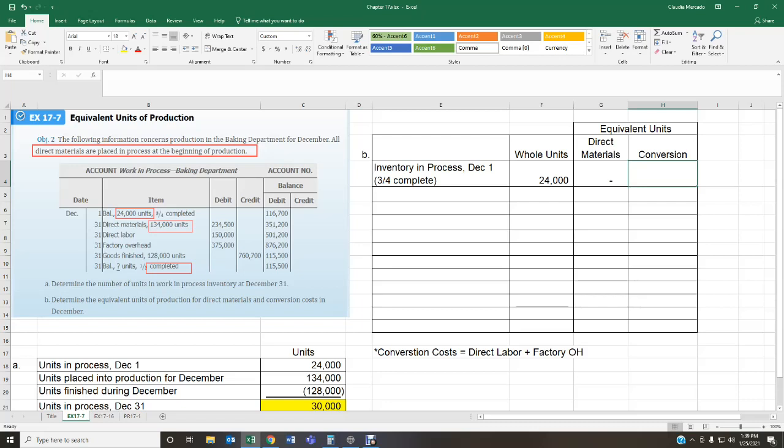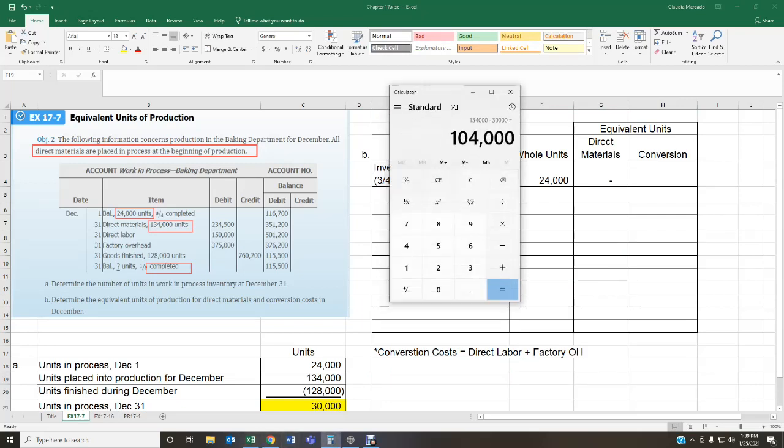So if we need to finish those units this month, how much am I going to have to complete? Let me do the calculation here. Let me get my calculator. So I know I had 24,000 units. I know they were 3/4 complete. So if they're 3/4 complete, how much are we incomplete? How much do we have to finish this month? Well, I'm going to multiply that by 1/4. That is what we need to complete. 3/4 have already been completed last month. In December, I'm going to complete 1/4, which is equivalent to 6,000.